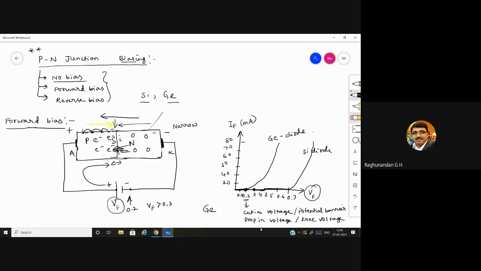So till that voltage, the diode will not allow the current to pass through it. Okay, this is the forward characteristics of the diode. So these two figures you have to draw, and you have to explain the points whatever I have explained. Okay, so after this, the next one we have is reverse bias. So that will be covered in the next class.